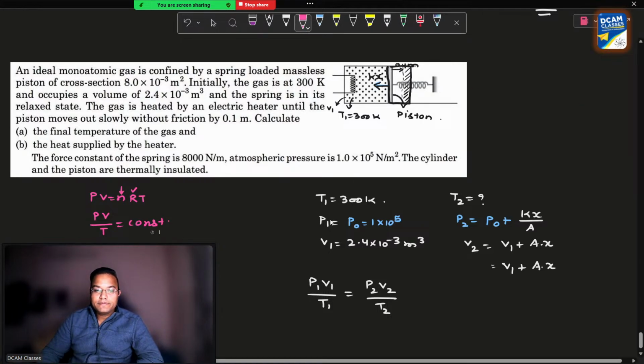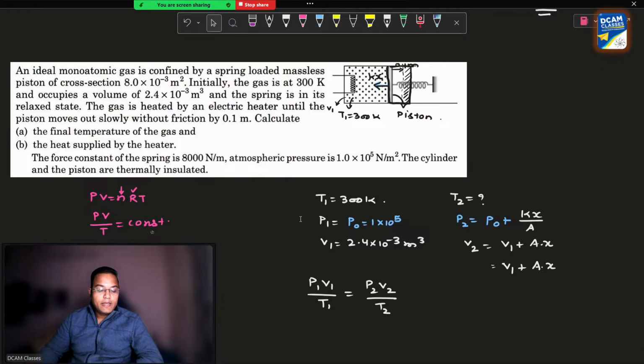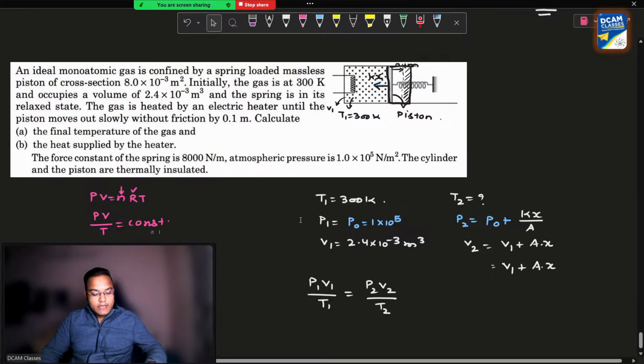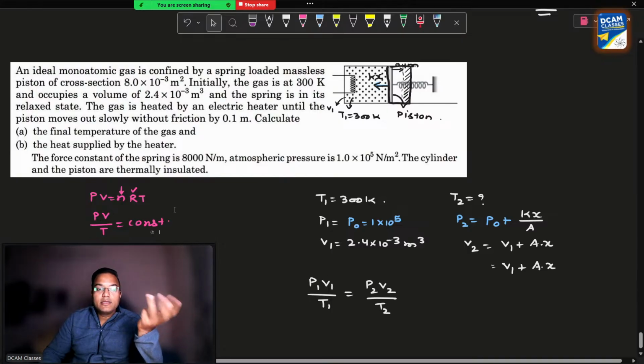Understood the approach? Usually in questions of this type, they give you some kind of process like adiabatic or isothermal. But if nothing is given, follow the ideal gas law. Actually, they have told us that it's adiabatic indirectly.